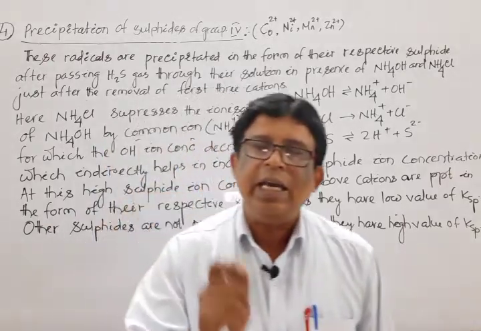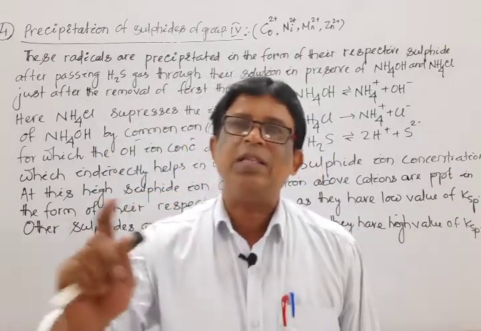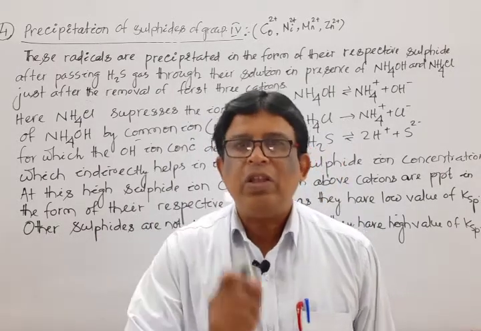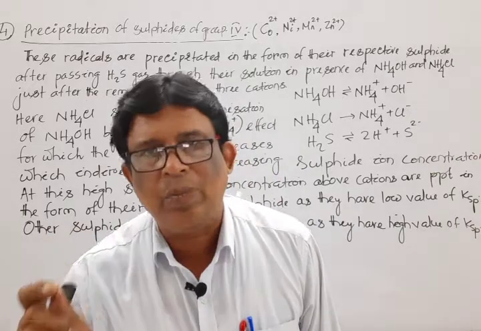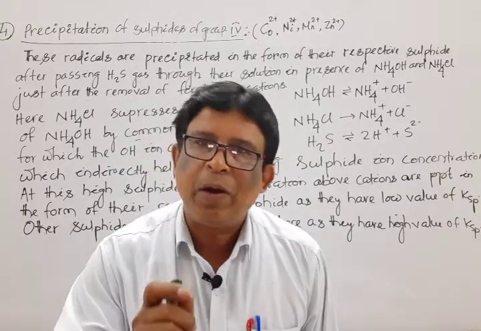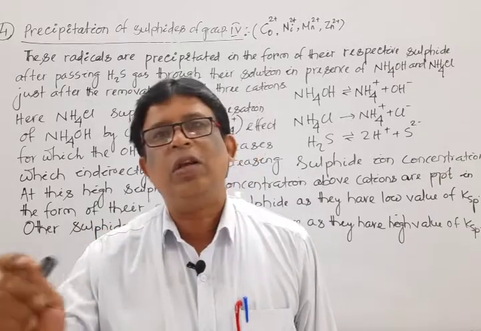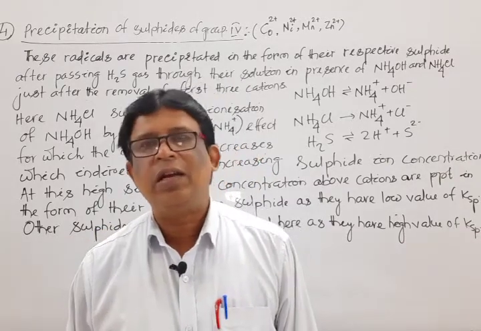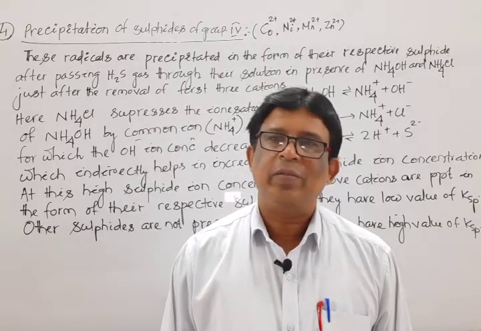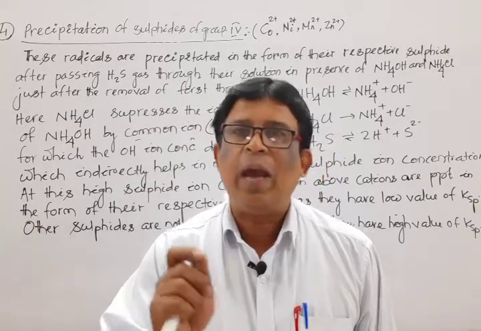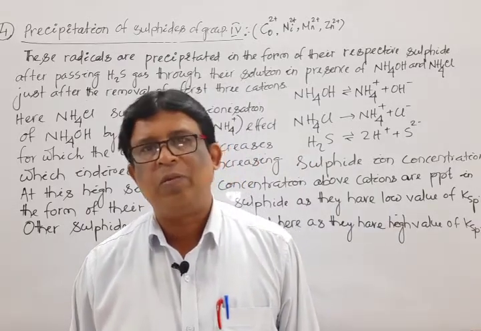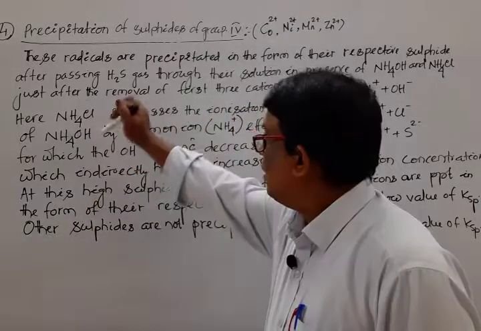At this high sulfide ion concentration, the above cations are precipitated in the form of their respective sulfides because their ionic product exceeds the solubility product. On the other hand, other cations are not precipitated here because they have a low value of ionic product or a high value of solubility product. Mark that.